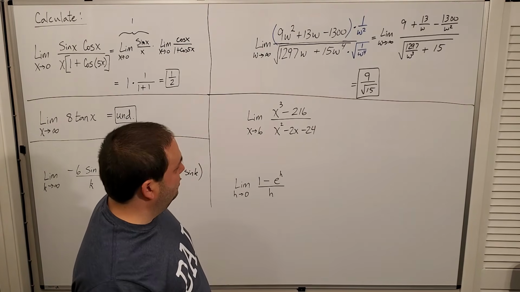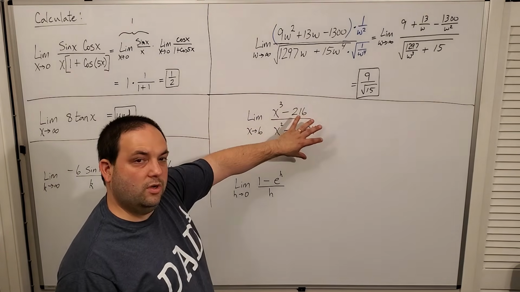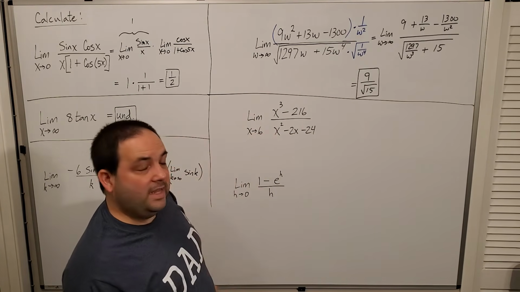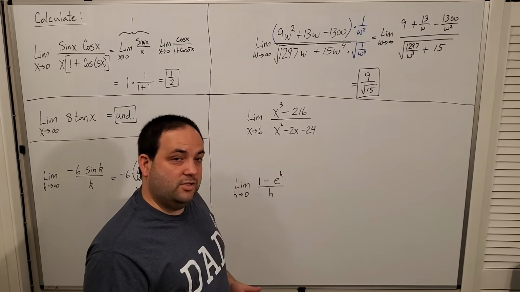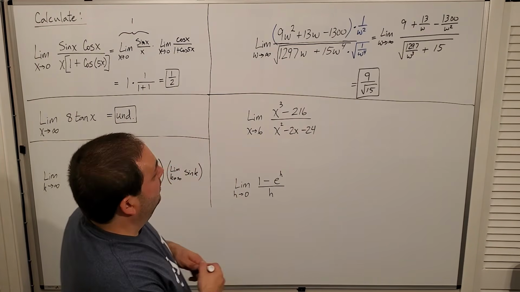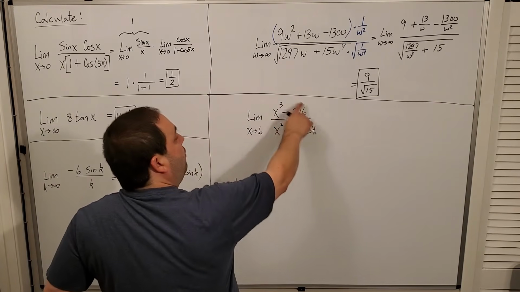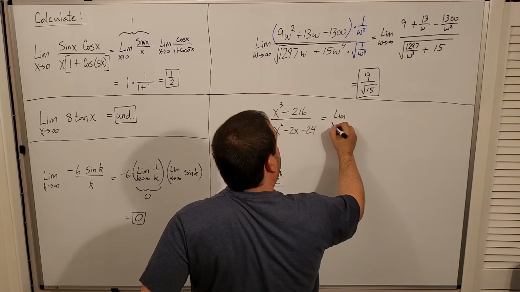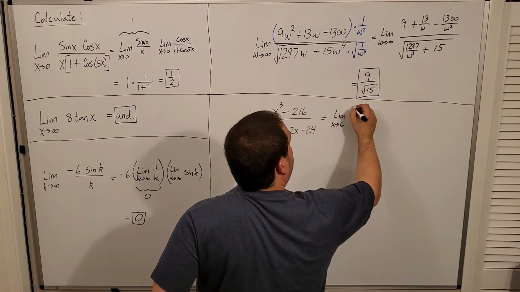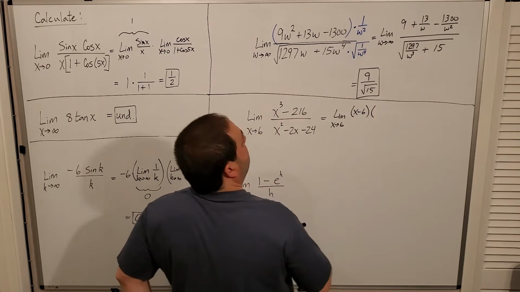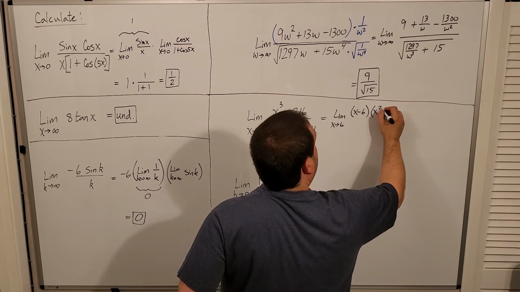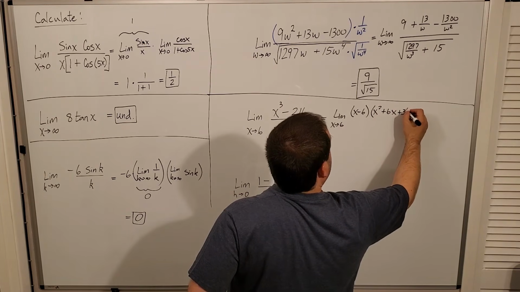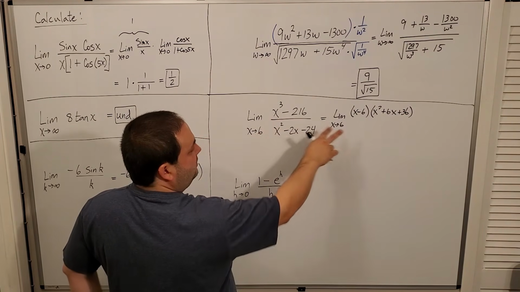And I'll remember, a lot of times what that means is that I can do some sort of manipulation in there, some sort of cancellation, some sort of elimination to make this thing at some later stage easy to plug into. So let's do some factoring. The numerator is a difference of cubes. So I've got limit as x goes to 6 of x minus 6 times x squared plus 6x plus 36. That's the difference of cubes formula.